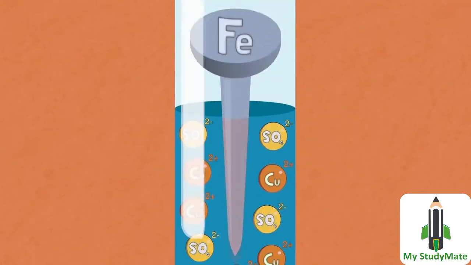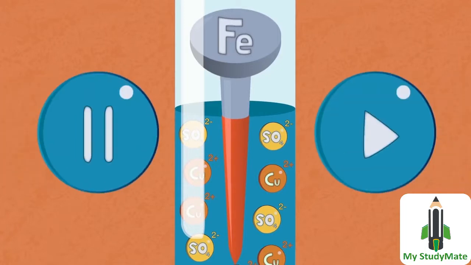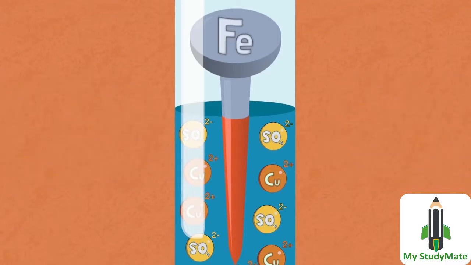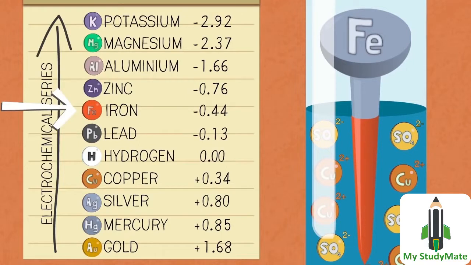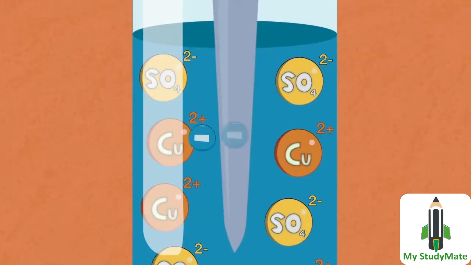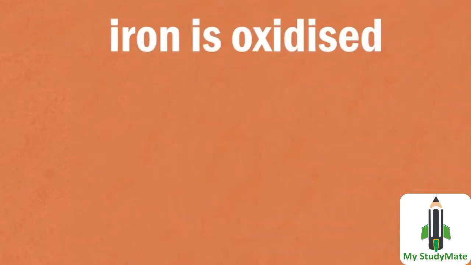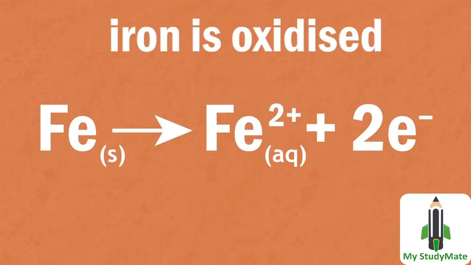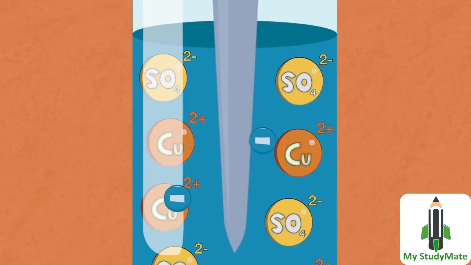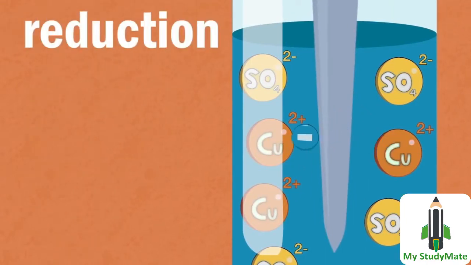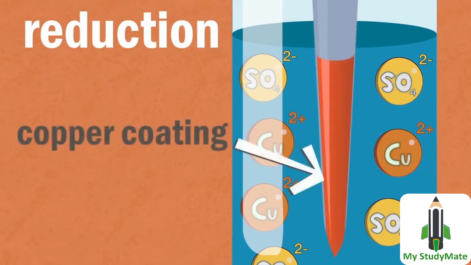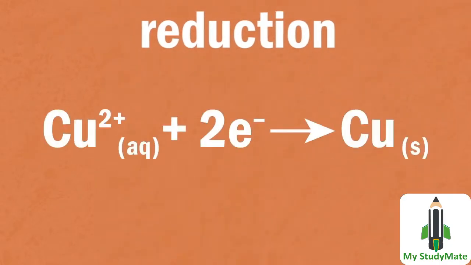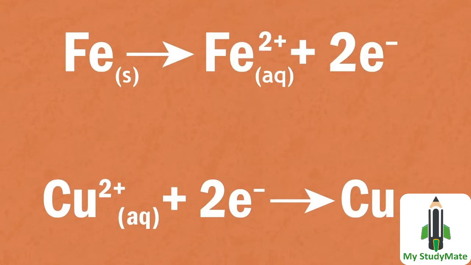The correct answer is that the iron is higher in the electrochemical series, so it gives away its electrons to the less reactive copper ions in solution. The iron is oxidized, as shown in the equation. The copper is less reactive, so the Cu2+ ions are forced to accept these electrons. This is called reduction. As a result, copper metal is produced and coats the nail. As shown in the reaction, these two processes happen simultaneously in something called a redox reaction.